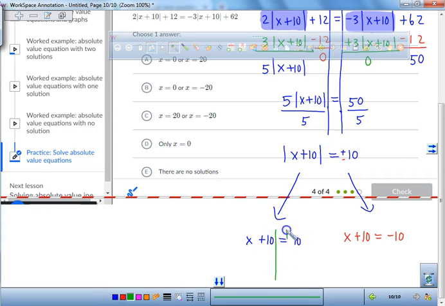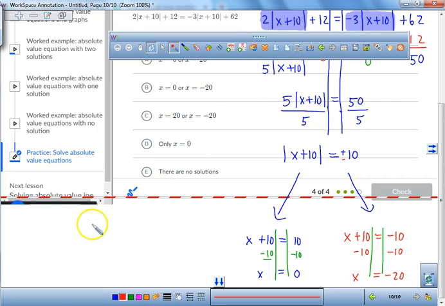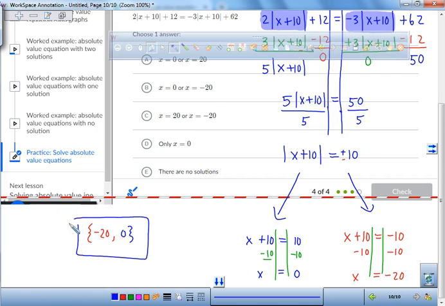Now we just have one step here for each of them. Hopefully you know 0 plus 10 is 10, but if you didn't, if you took away 10 from both sides, you get x equals a whole lot of nothing. And then over here, if you take away 10 from both sides, you get x equals negative 20. So I have a solution set. That's a horrible solution set bracket. Let's try it again. Oh, that's so much better. Negative 20. And my other answer is 0. So I have 2 answers, negative 20 and 0. So I'm feeling pretty confident that I'm going to choose answer choice B.